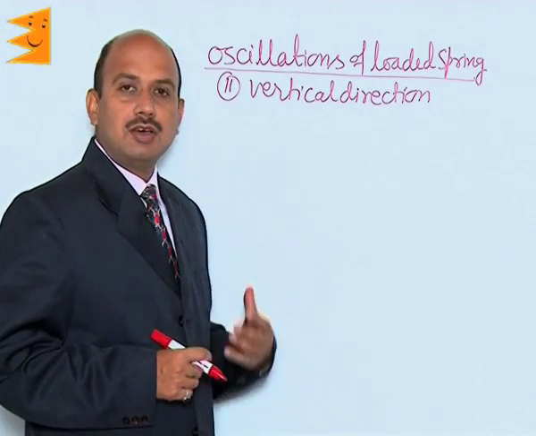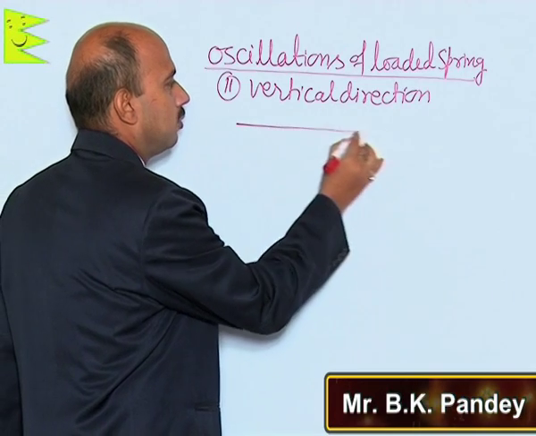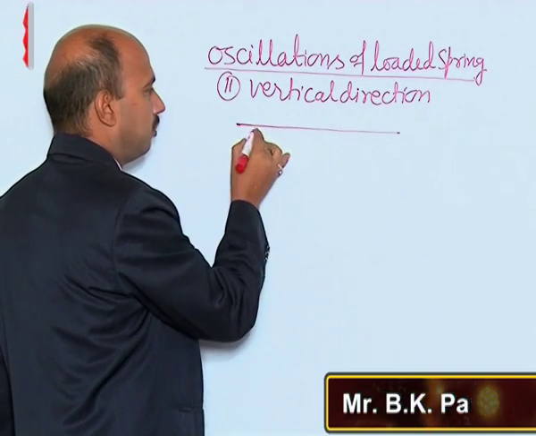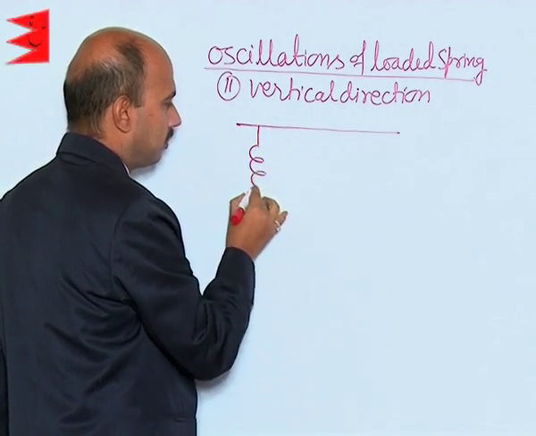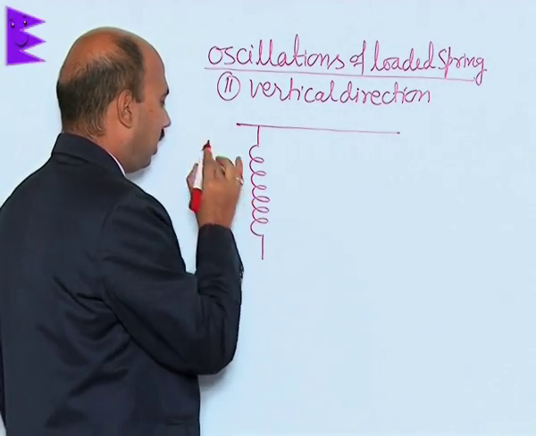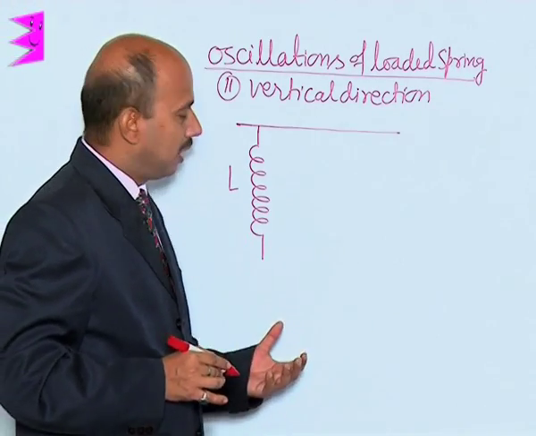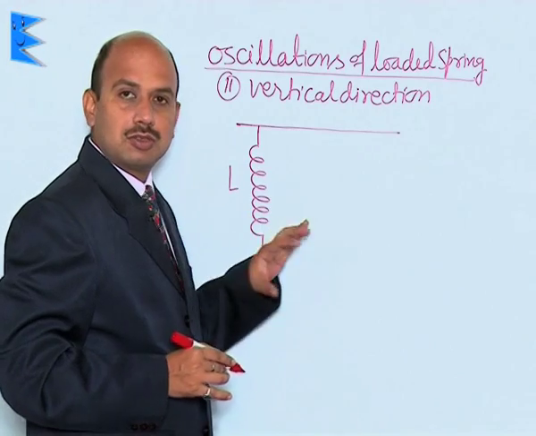Now see the vibration of a spring in the vertical direction. Suppose you have taken a spring, like this is a suspension point, one spring is here having natural length L and no mass, the spring also is assumed to be massless. So, there is no extension.